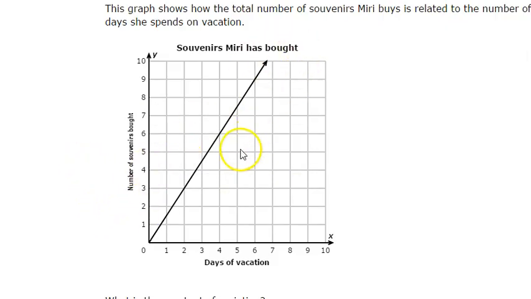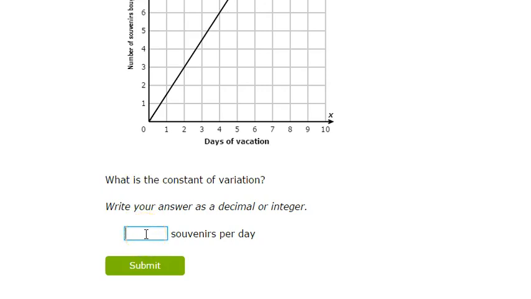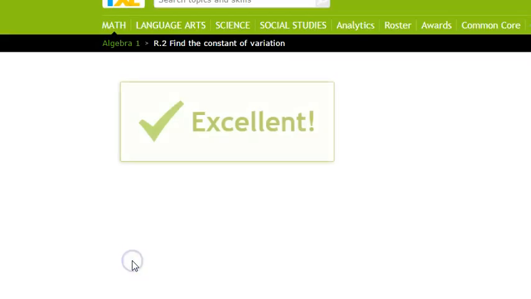So again, to find the constant of variation, you're just looking at the slope of the equation. And again, in this case, I'm going to go up to where I hit a nice crosshair. This time I'm rising 3 while I'm running 2. Rise over run is 3 over 2. If you were going to put that into the equation, you would leave it as 3/2. But because they want us to write a decimal or integer, I'm going to change that to 1.5. 3 divided by 2 is 1.5.